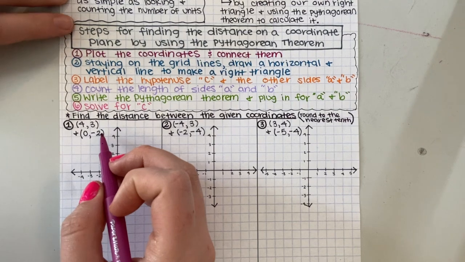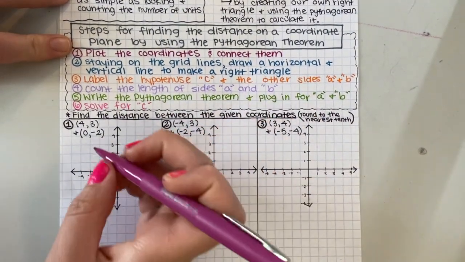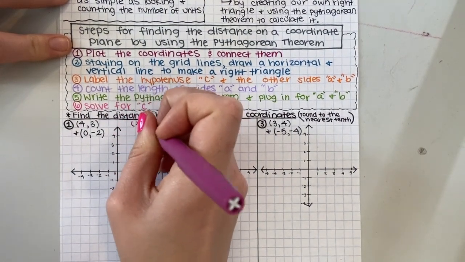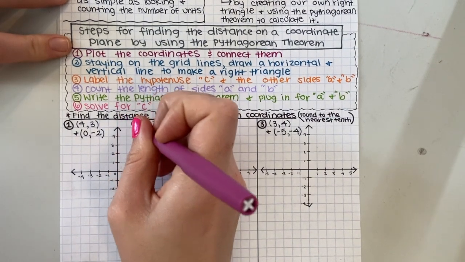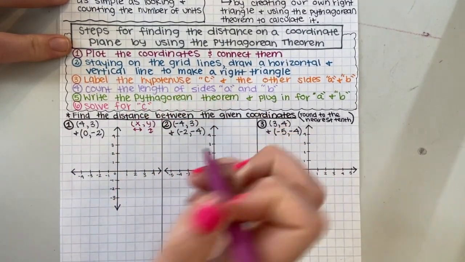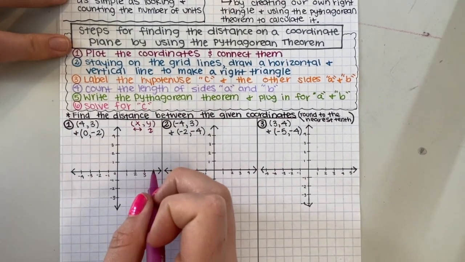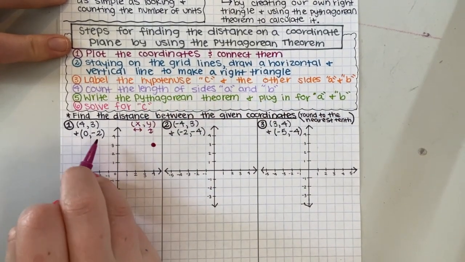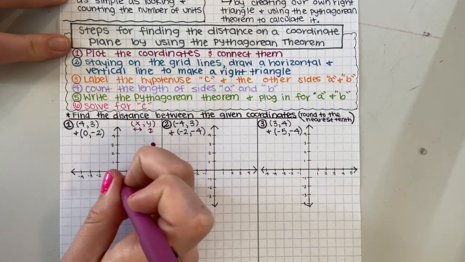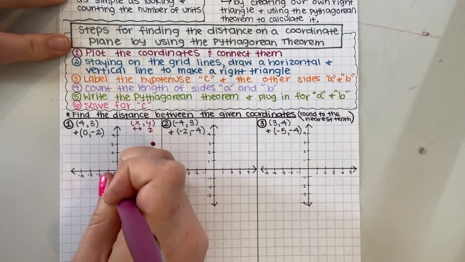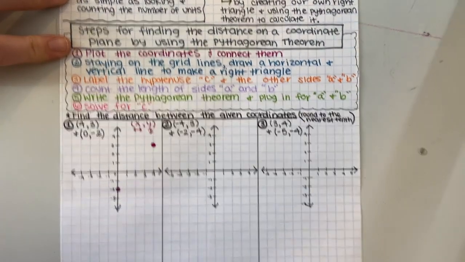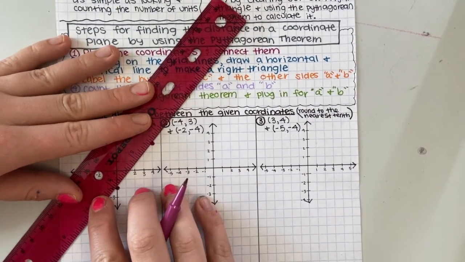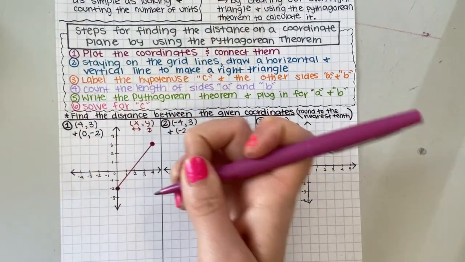So example 1, we're plotting the coordinates and connecting them. So my first coordinate, remember coordinates are written as (x, y). X is our side to side distance, y is our up and down distance. So I go over to 4 and then up to 3 for my first coordinate. My next coordinate is (0, -2). So my left to right distance is 0, and then I go down to -2. Now I'm going to use a straight edge. You can always just fold a piece of paper in half if you don't have a ruler. And I'm going to connect those dots.